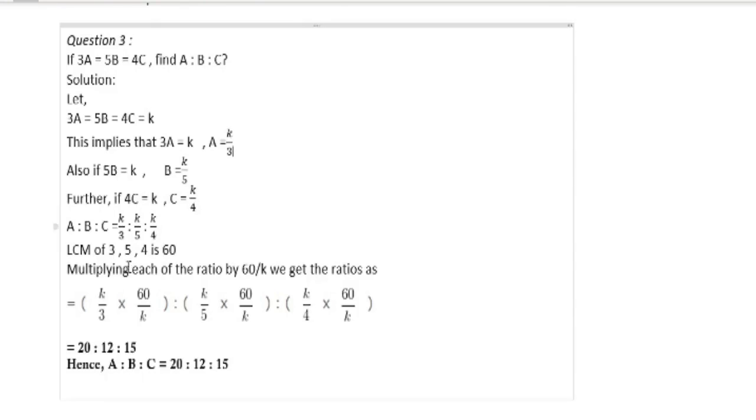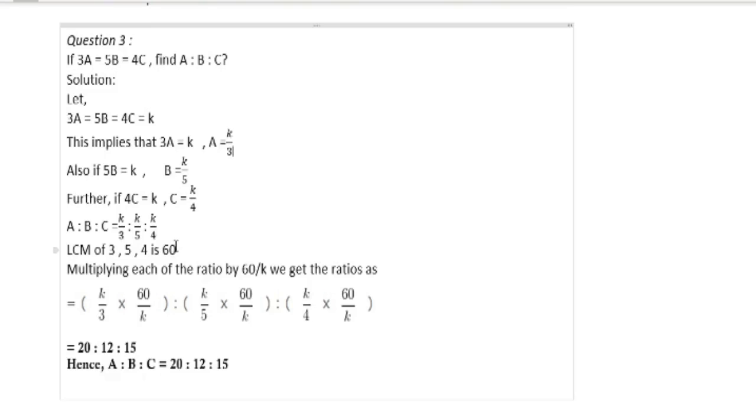Now you find the ratio a is to b is to c. That means a is k by 3, b is k by 5 and c is k by 4. So the ratio I can write as k by 3 is to k by 5 is to k by 4. These are fractions, so again we have to simplify it to the simplest form. 3, 5 and 4 are the denominators here, so you take the LCM.